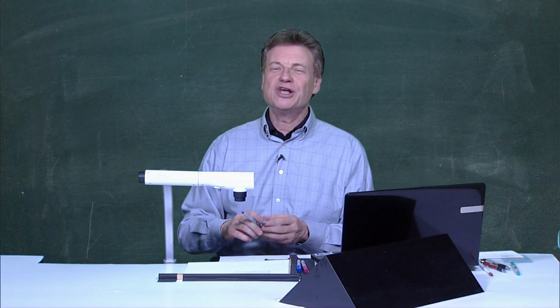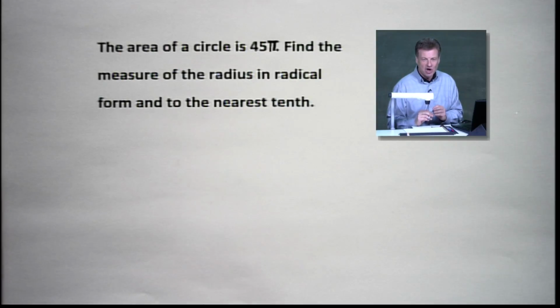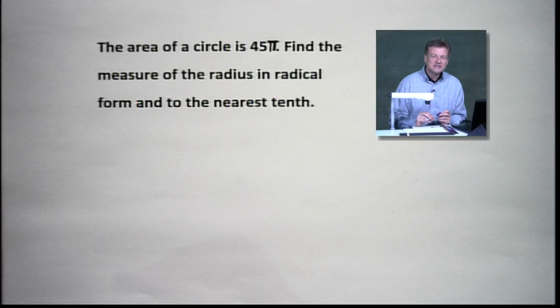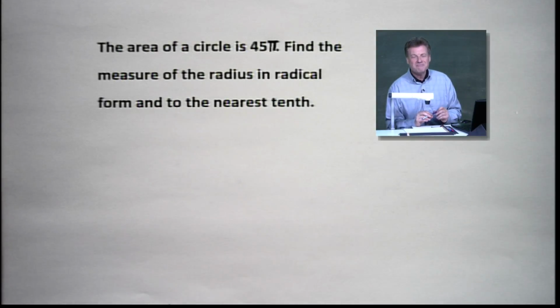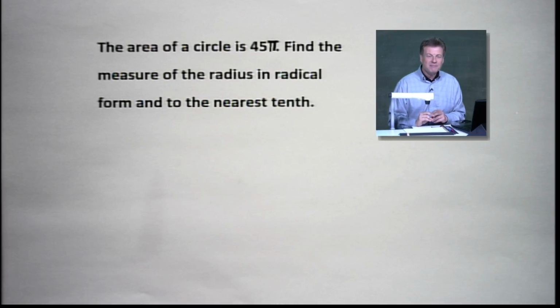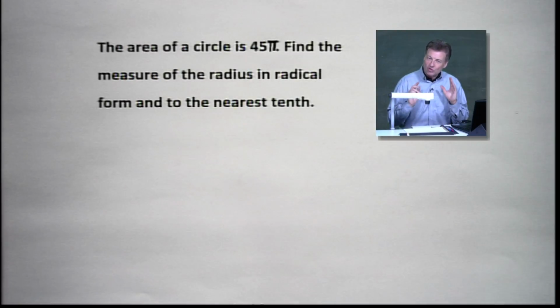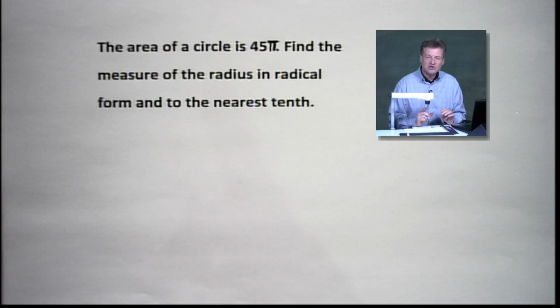So let's take a look at our first problem and see where we're going to go. It says the area of a circle is 45 pi. Find the measure of the radius in radical form and to the nearest tenth. I'm even going to go a little further on that radical form. We're going to make it the simplest radical form. We can leave it as a radical, but we want to simplify. We want to always simplify. Keep that in your mind, folks. Always when you see a radical, can we make it more simplified?